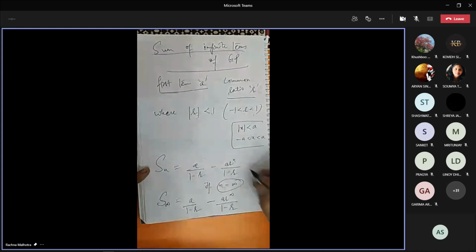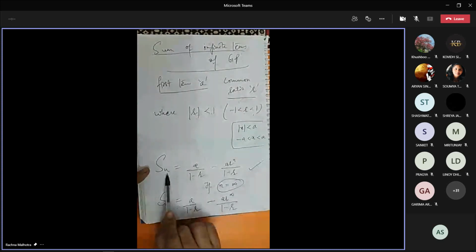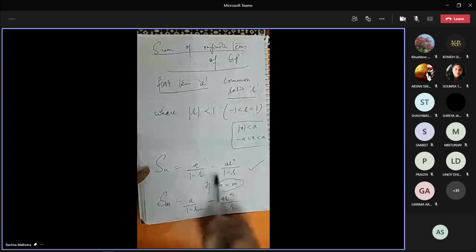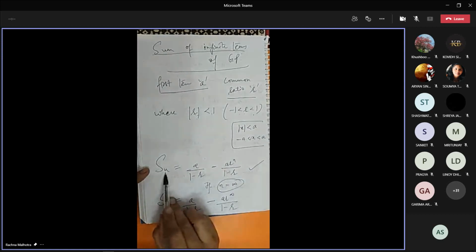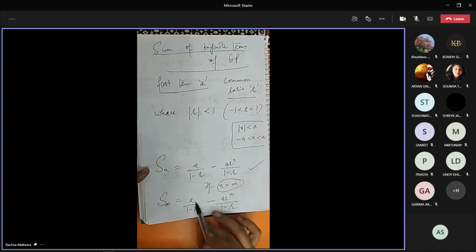So what will be the formula? Now I am deriving the formula. I am not explaining the derivation right now. Sn we can write as A by 1 minus R minus AR to the power n by 1 minus R. This is the formula for Sn, sum to n terms. But we are finding for infinite terms, so you can replace this n by infinity. So A by 1 minus R, minus AR to the power infinity by 1 minus R. Shall I proceed now?